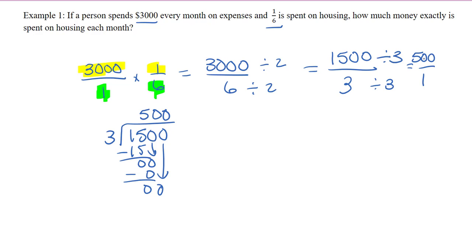So what's our answer? It's 500, and it's in terms of money. We could write it over 1, but it's understood that 500 is over 1, so we could just write it as 500. Now let's do another example.